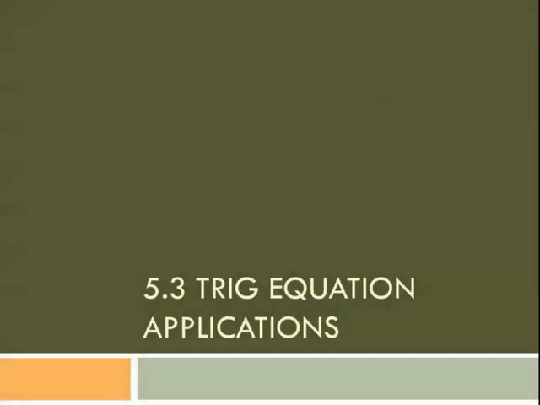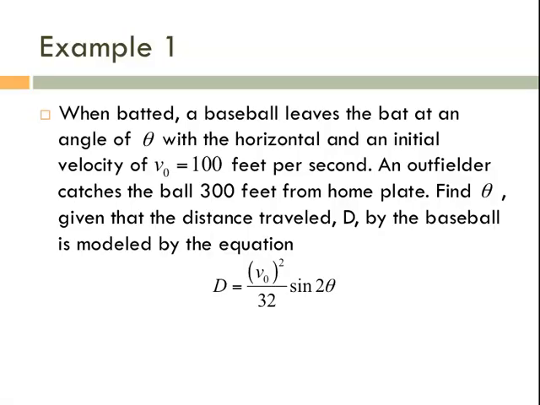Today we are going to be talking about some trig equation applications, and really we're just going to look at some examples of word problems that involve trig equations. So example 1: when batted, a baseball leaves the bat at an angle of theta with the horizontal and an initial velocity of v0 equals 100 feet per second.